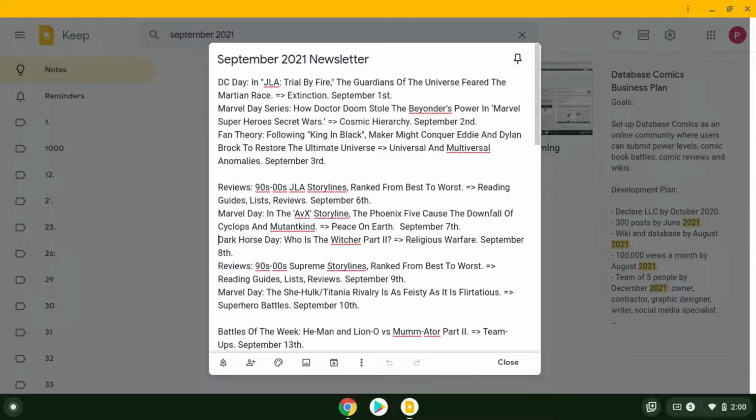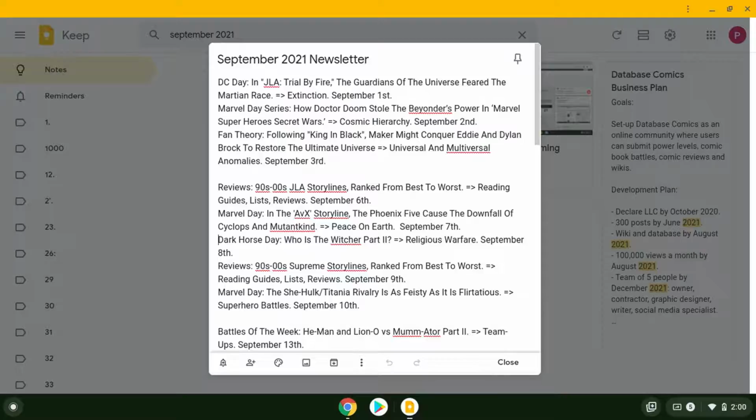So I try to divide the posts and content of Database Comics per week. The first week of the month, I usually have the comic book days and superpowers published. For the month of September, since there weren't enough days, I just had this DC Day, my current Marvel Day series on Doctor Doom, and then I had a fan theory that I published on September the 3rd.